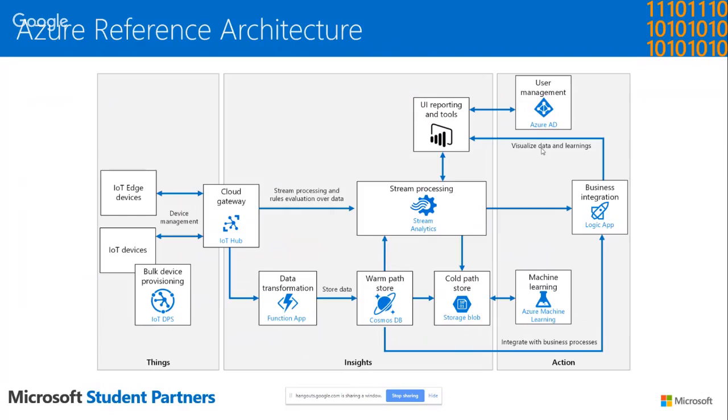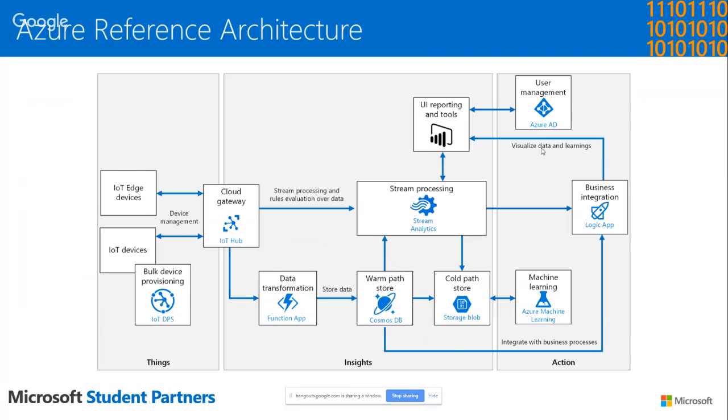So if you're looking to build a more formalized IoT architecture, here's a reference architecture that I pulled from Microsoft. This takes you through their entire pathway, starting from things, building into what they call insights, and then finally turning it into actions. You can see here there are a couple of additional tools that are incorporated within this architecture, and there are very good reasons for this.